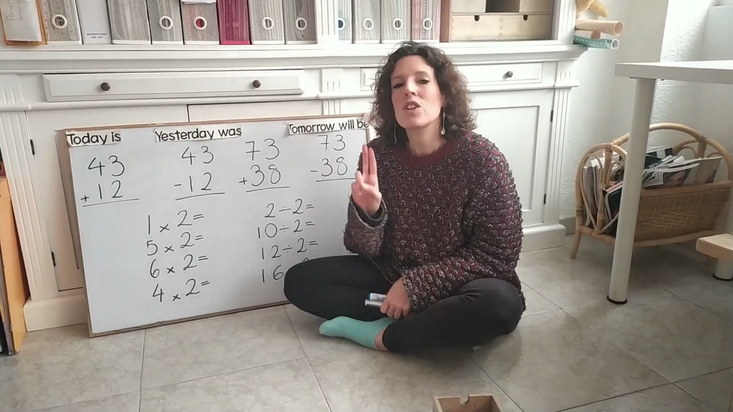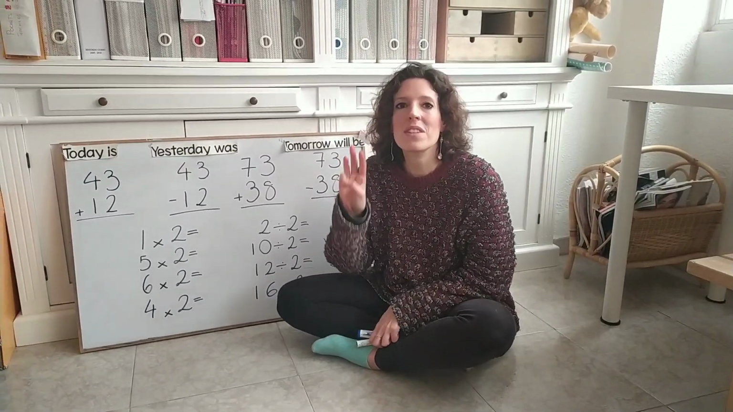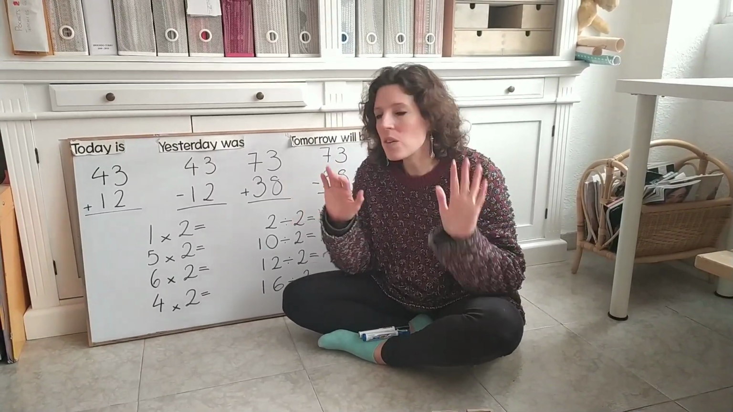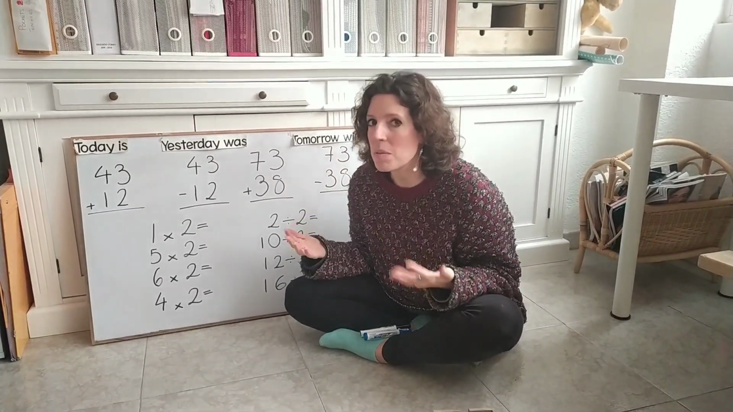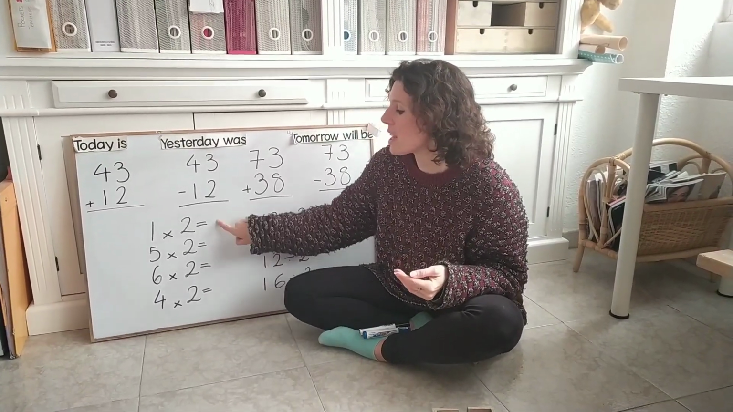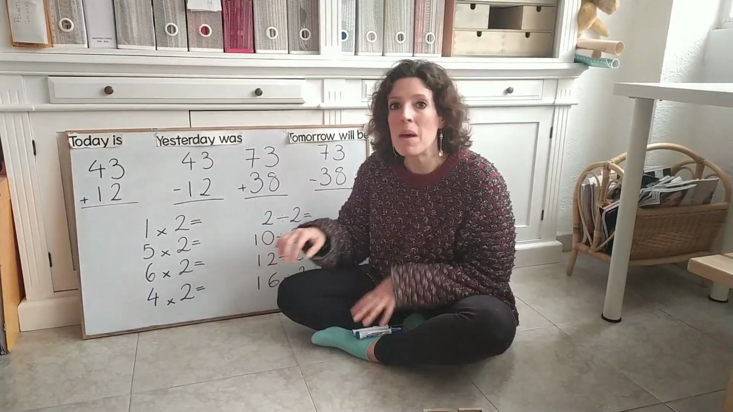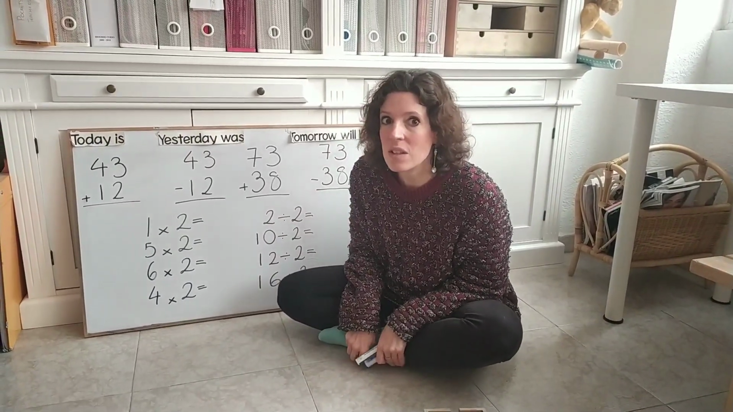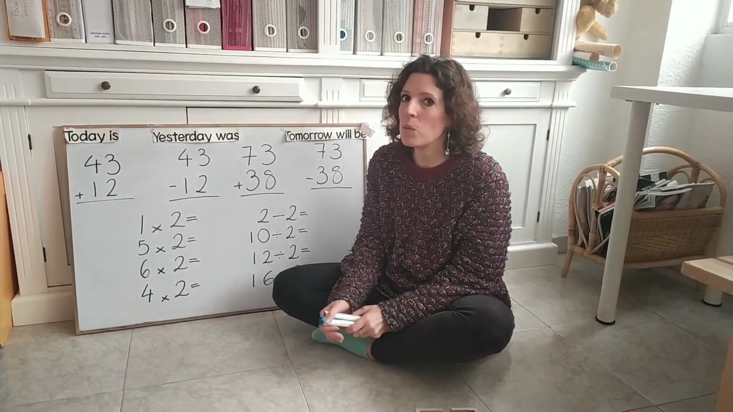Ready? 2, 4, 6, 8, 10, 12, 14, 16, 18, 20. Okay, guys, so we all know our 2 times table. This is our 2 times table, but it's all muddled up. This is what your 2 times table test would look like if we were to do it still.